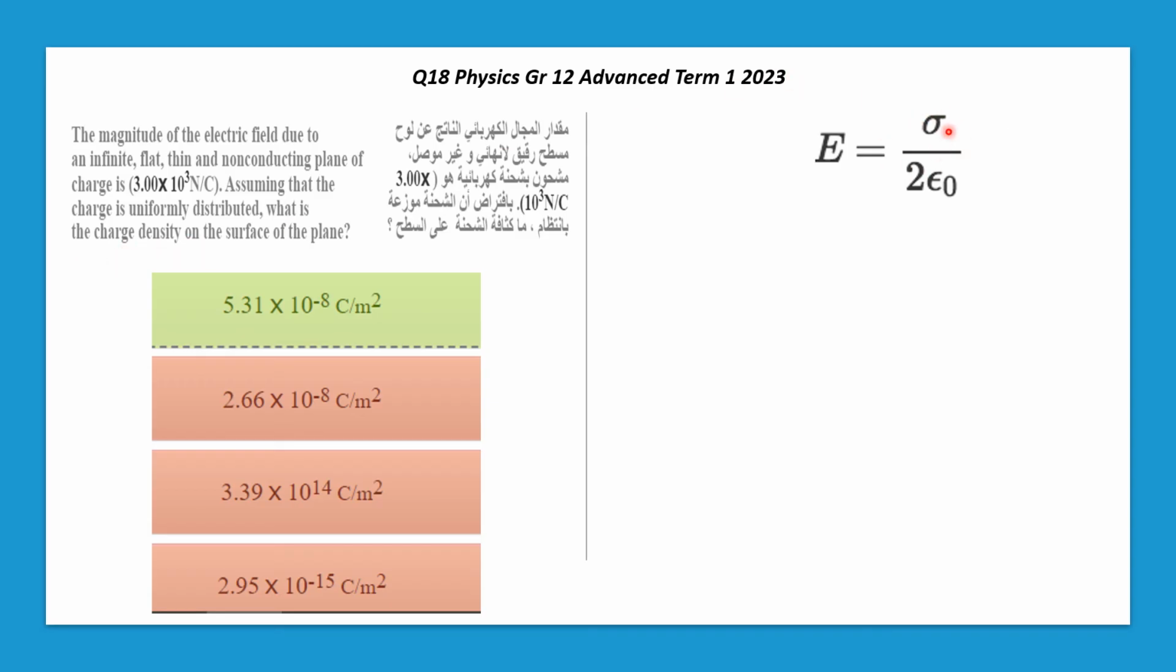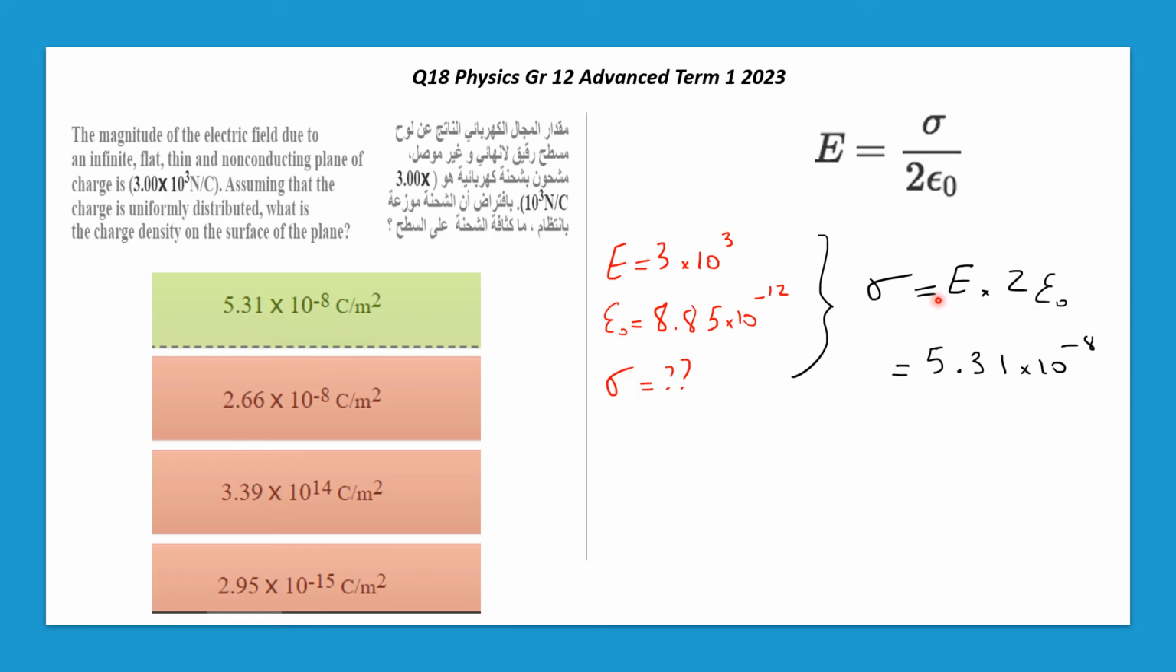Because the plate here is non-conducting, we need to use this equation. If it was conducting, we would use another equation, we get rid of the 2. But here it's non-conducting, so it's sigma over 2 epsilon 0. That's the given. The only unknown here is sigma. So sigma is equal to the electric field E, which is given, multiplied by 2 epsilon 0, also given in the equation sheet at the beginning. And the answer is 5.31 by 10 to the power of minus 8 coulomb per meter square.